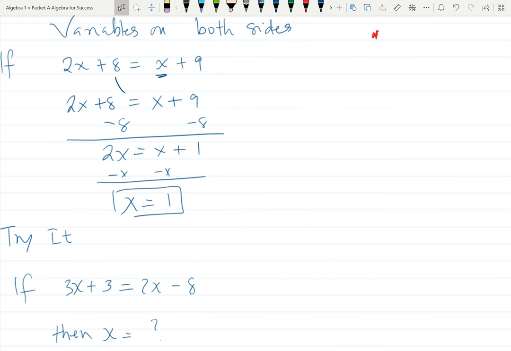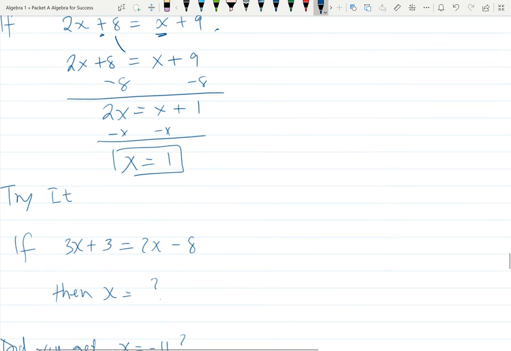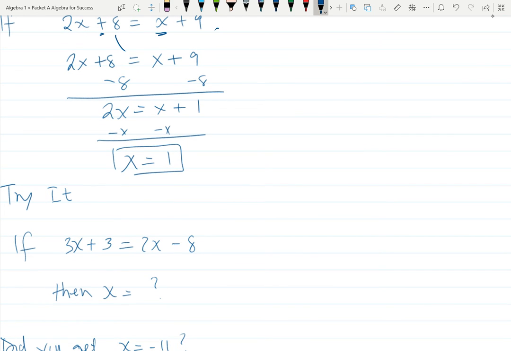So I start by moving my 8 to that side. How do I reverse my addition? By subtracting. I do that. That's my first step. I'm left with what's left on this side, 2x equals x plus 1.